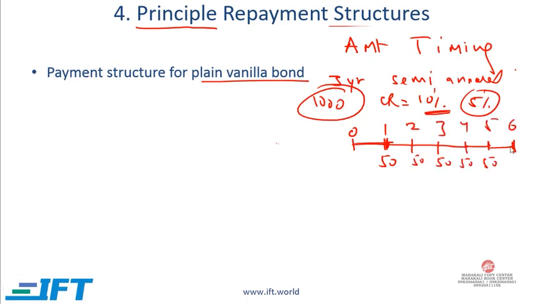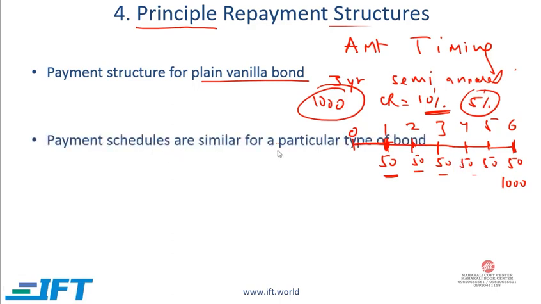At the end, where the bond matures, we get a final coupon payment of 50 plus the par value of 1000. So this is a plain vanilla bond where the timing of the payments is known and the amount of the cash flow is also known.